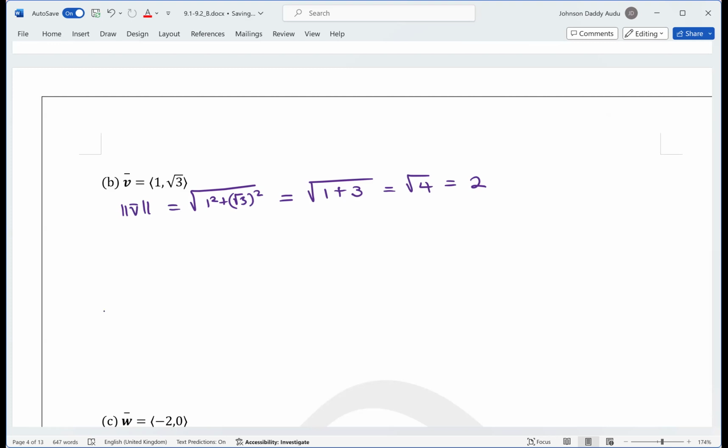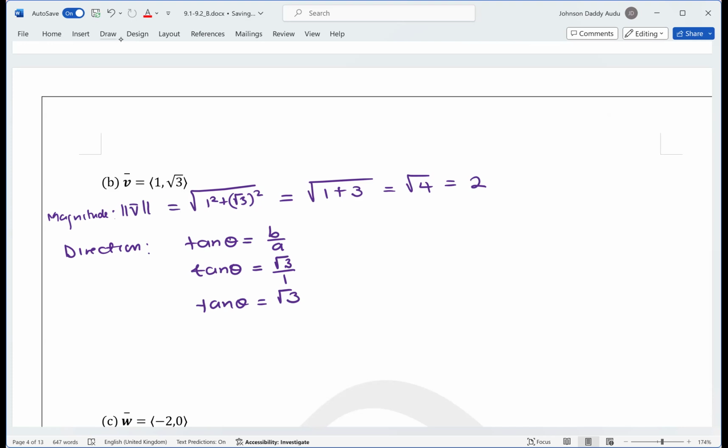Then the direction. So this is the magnitude. Now the direction, we have to use tan theta, right? Equals B over A, which is just going to be tan theta is root 3 over 1. So we have tan theta is equal to root of 3.